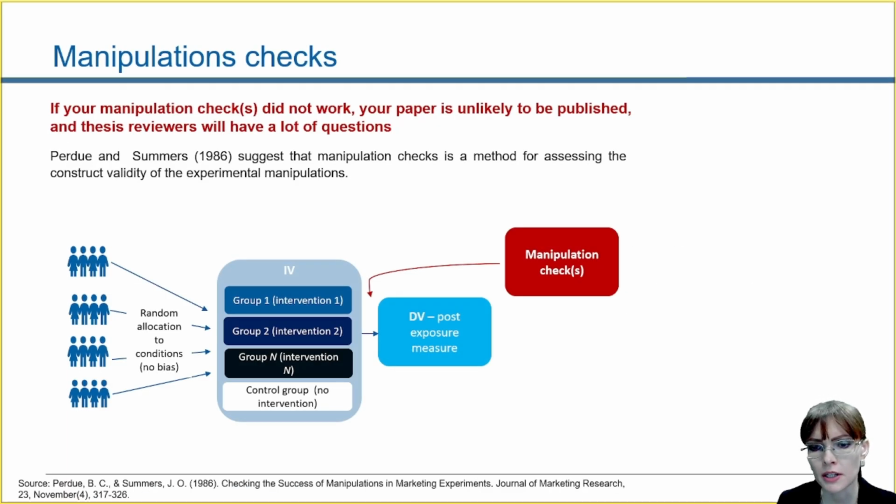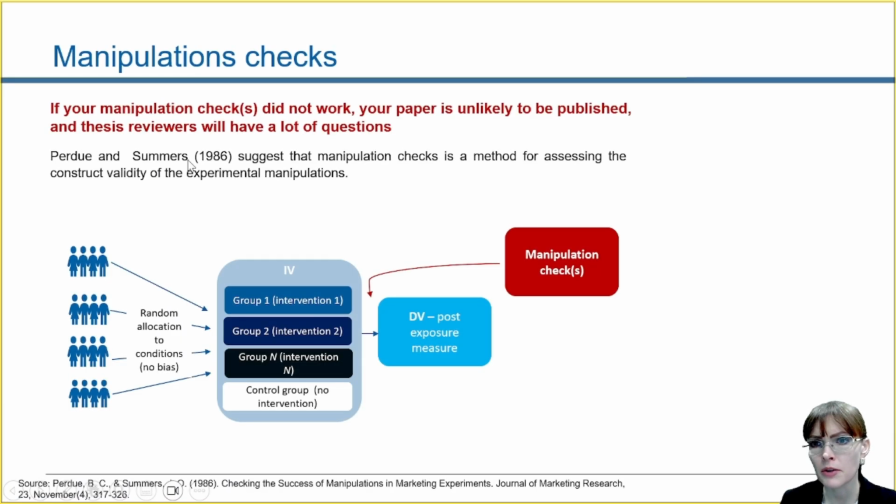Typically, if your manipulation checks did not work as intended, so you don't see the answer patterns that you expect from the participants in each of those groups, it means that your work is unlikely to be published. And your thesis reviewers, if you're working on your PhD, master's or honors degree, will have lots of questions. Why is that the case? Because in this case, you may not be sure that the participants allocated to these 3 groups actually paid attention to your manipulation and understood it in the way that was intended. It may also raise questions about your overall experimental design and whether you actually executed really good manipulations.